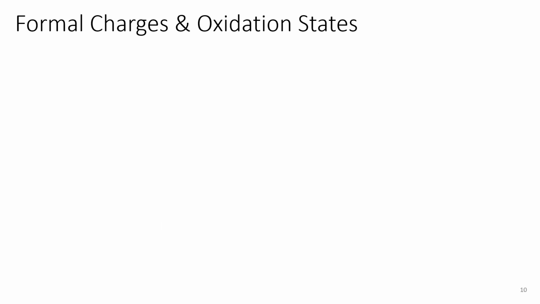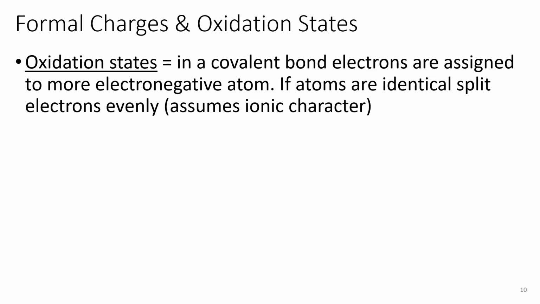So now let's talk about oxidation states. It's another way that we can do the same type of electronic bookkeeping, but the way we calculate them is going to be very, very different. Oxidation states: in a covalent bond, the electrons are assigned to the more electronegative atom. So we're going to assume ionic character. So remember, for formal charges, we assumed everything was shared equally. In oxidation states, we're going to assume ionic character. We're going to assume that the electrons are transferred in everything.